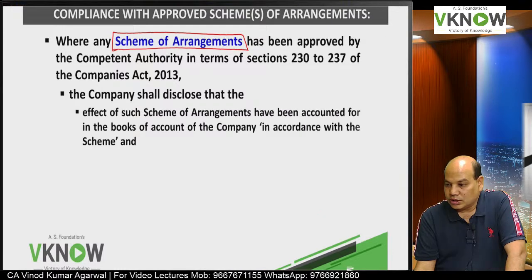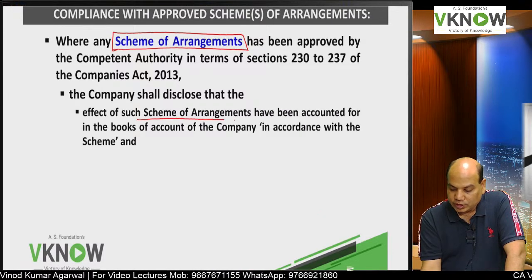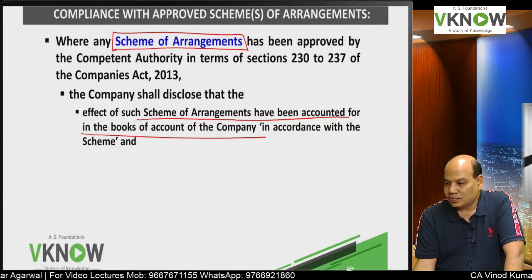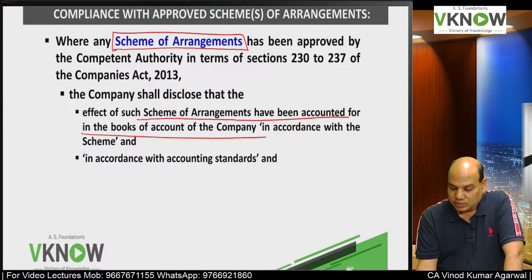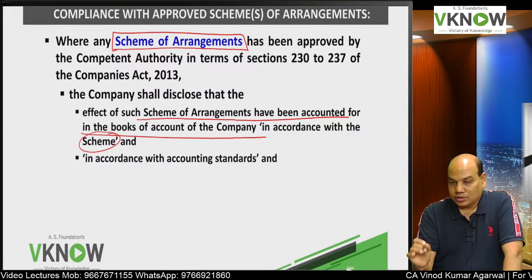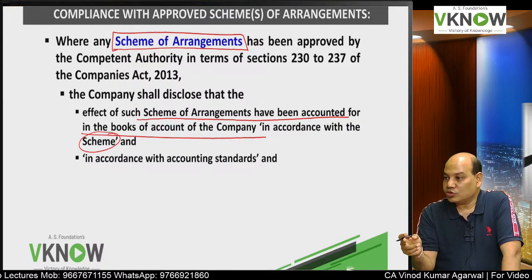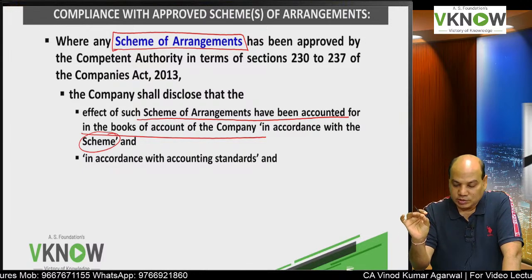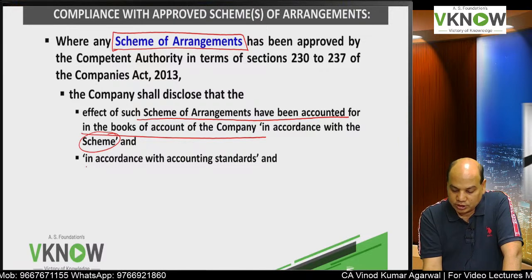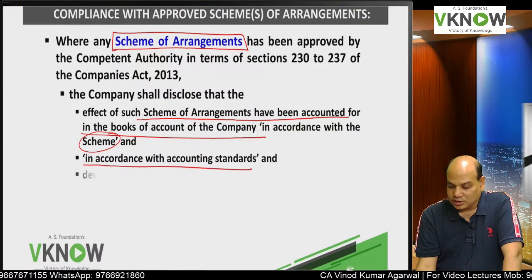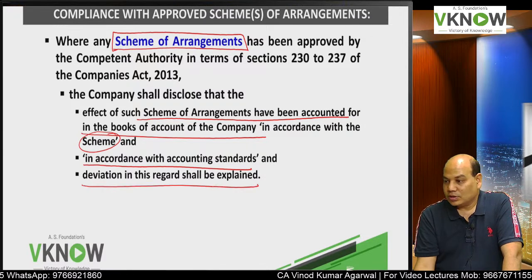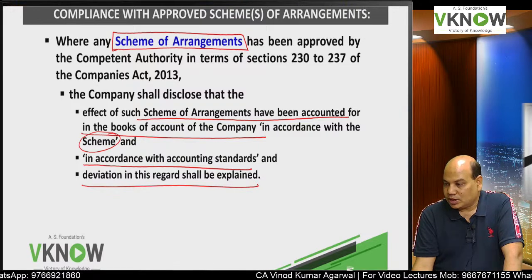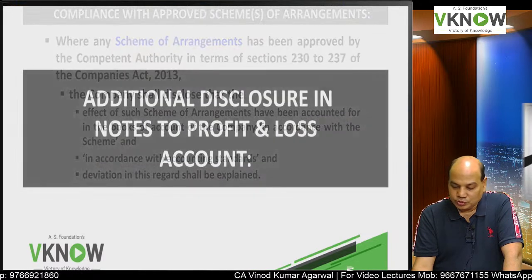Company will disclose that the effect of such scheme of arrangement has been accounted for in the books of account as per the scheme. That means in the scheme usually they mention how the scheme will be given effect in the books of account. So you have to mention whether the scheme has been complied with, that it has been complied as per the applicable accounting standard. If there is any deviation from the scheme of arrangement agreed, that will have to be explained.